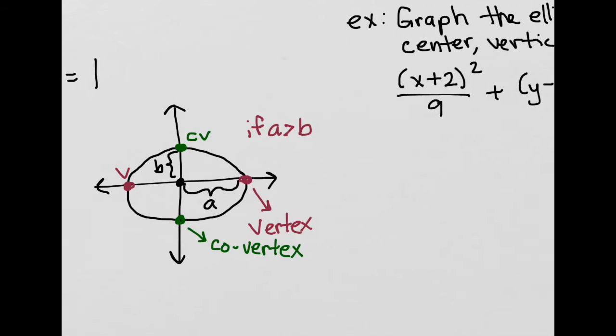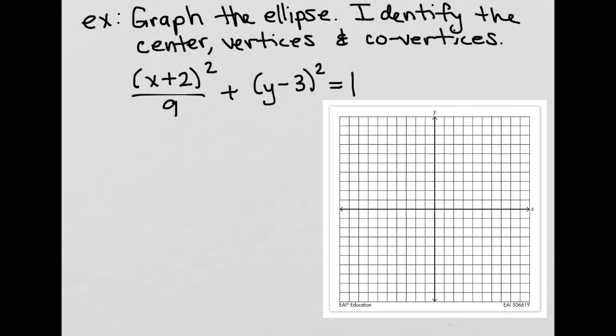Alright, let's do an example. We want to graph the ellipse, identify the center, vertices, and co-vertices. So if we look here, our center comes from the numbers in the parentheses, and we change their signs. So our center, in this case, would be -2, +3. Again, we change those signs. So let's graph that. -2, +3, will be right there.